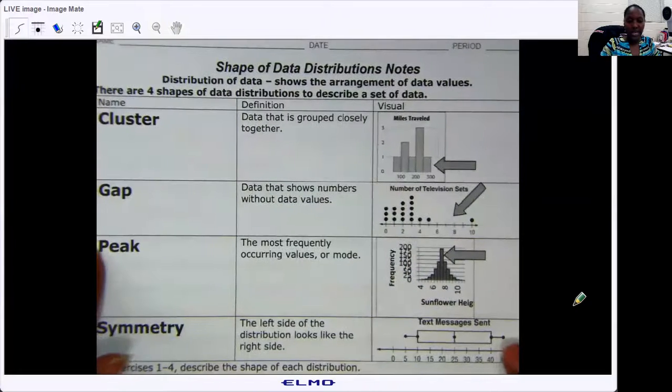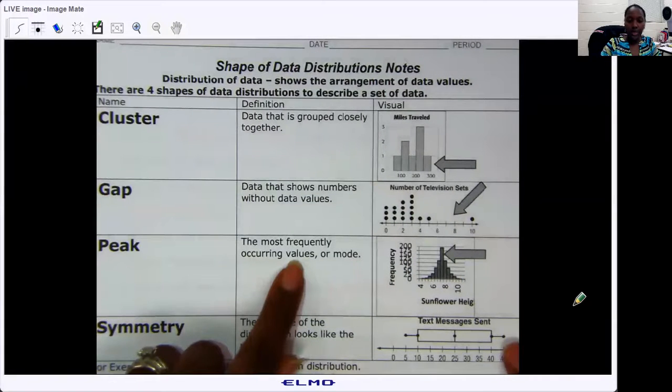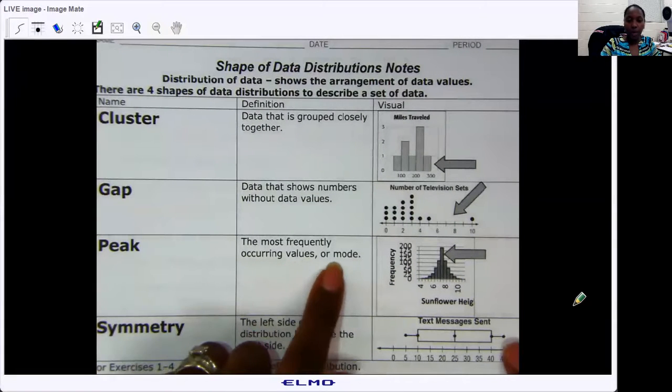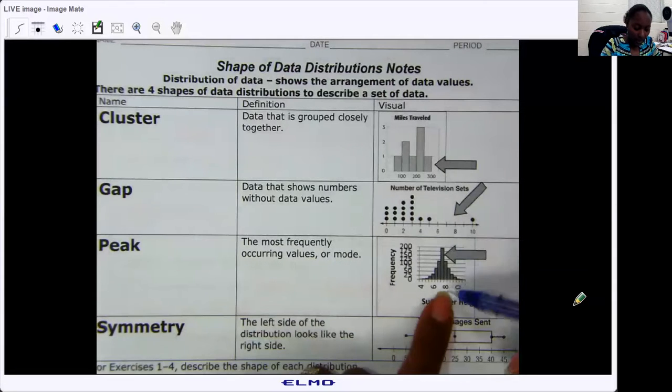The next one is a peak, the most frequently occurring values. This is usually your mode, the number that appears the most. Look at this one. The arrow is pointing at the 8. The 8 is the mode here because it has the tallest peak in our data, okay?